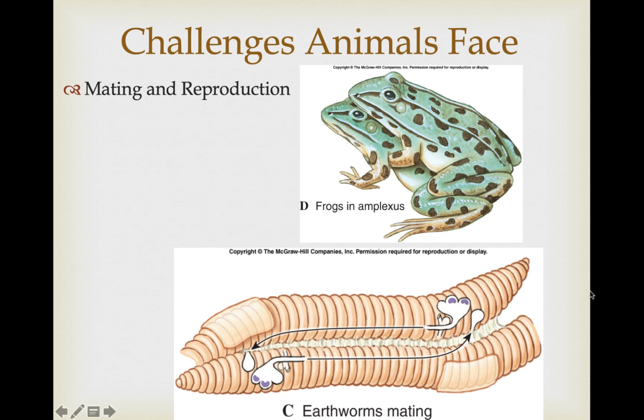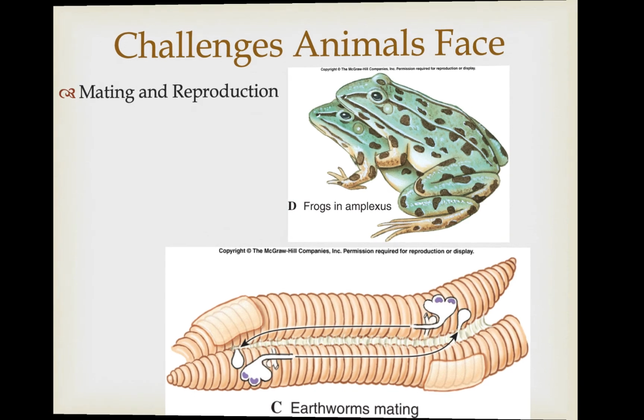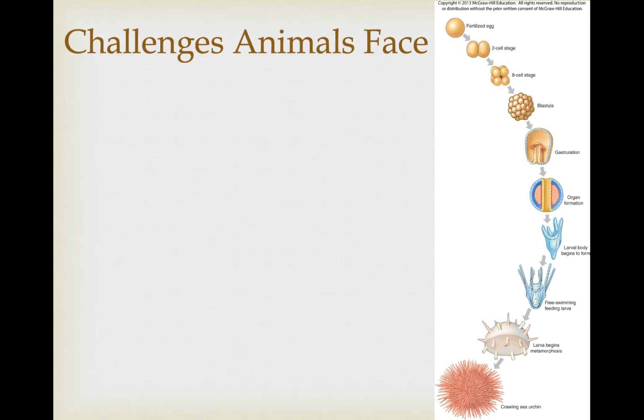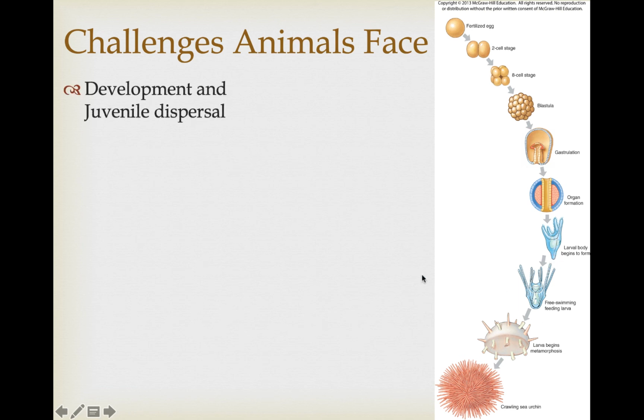And we'll talk about the pros and cons, the benefits and some of the costs associated with each of these mating strategies. And then once fertilization has taken place, we'll talk about how development changes, going from cleavage to blastulation and the formation of organs and larval forms in different animal groups.